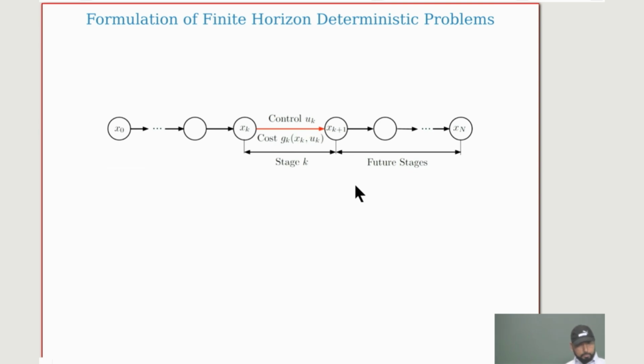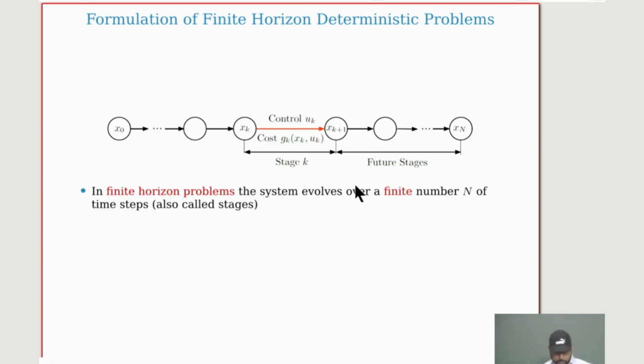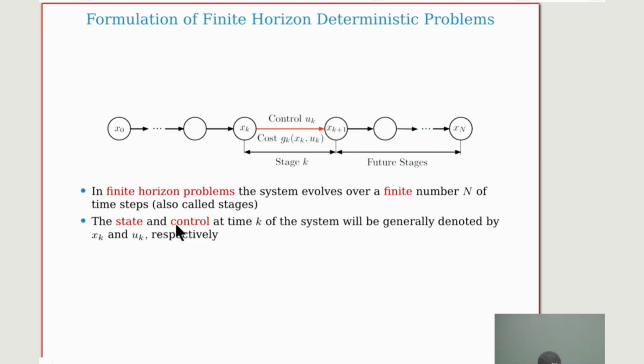This is a sequential decision-making problem. That's why you see this sequence of states x0, x1, and so on. In a finite horizon problem, the system evolves over a finite number N of time steps, also called stages. The state and control at time k of the system will be generally denoted by xk, uk. So throughout we will use this notation, xk for the state and uk for the control.